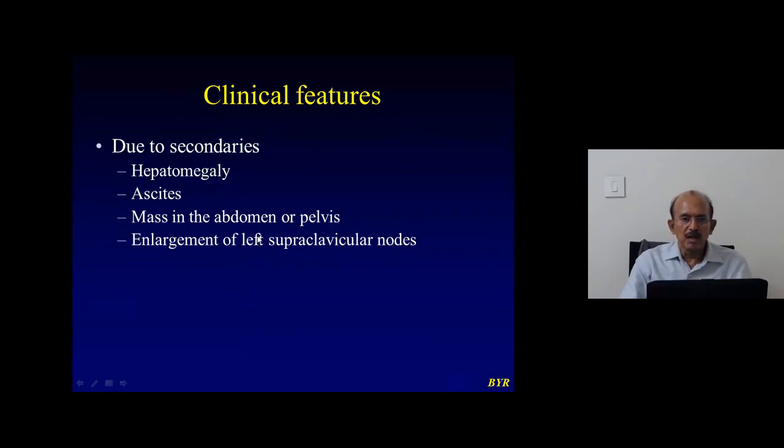Enlargement of the left supraclavicular nodes. Already I explained to you how an abdominal malignancy can produce a mass in the left supraclavicular fossa. What do you call those lymph nodes? If there is a malignancy in the abdomen and the patient comes to you with a mass in the left supraclavicular fossa, yes, good. They are called Virchow nodes.